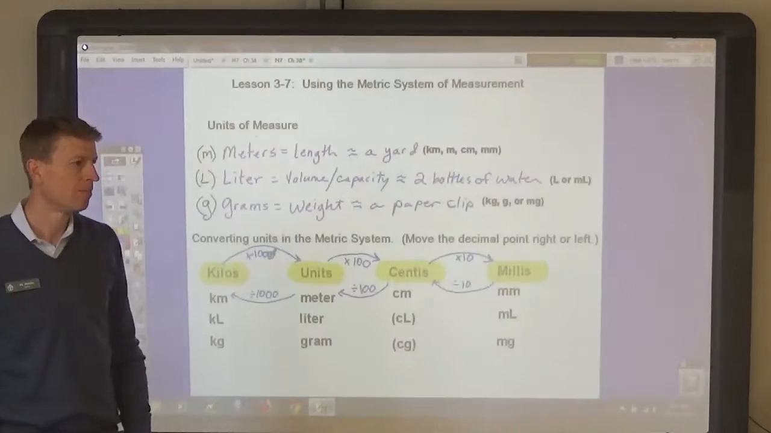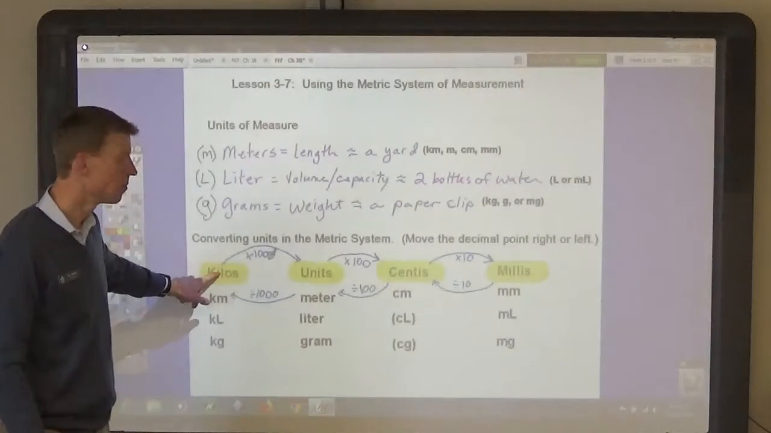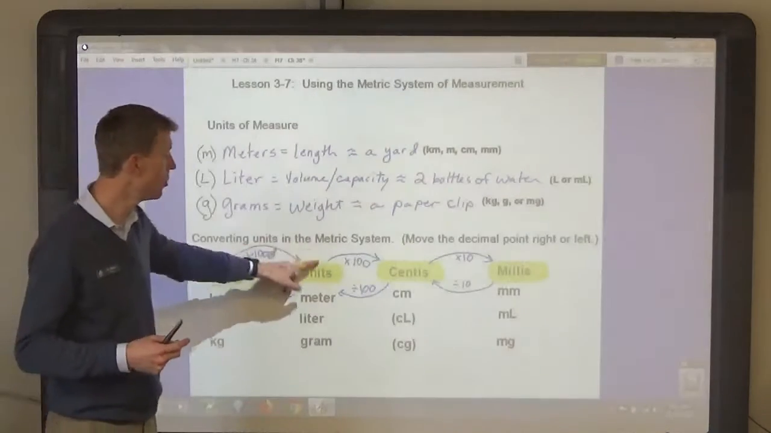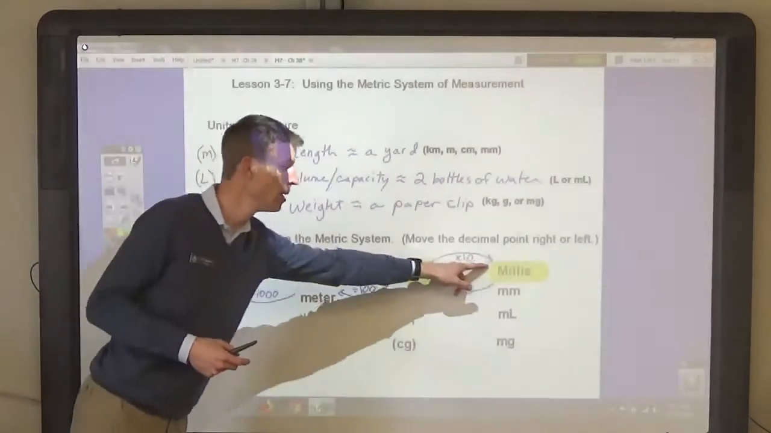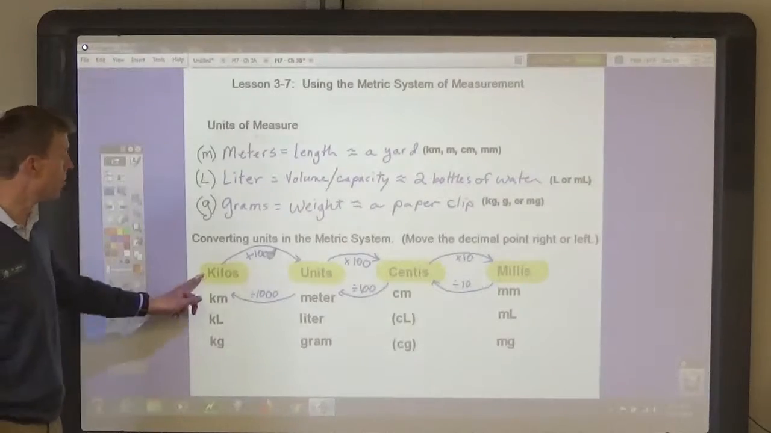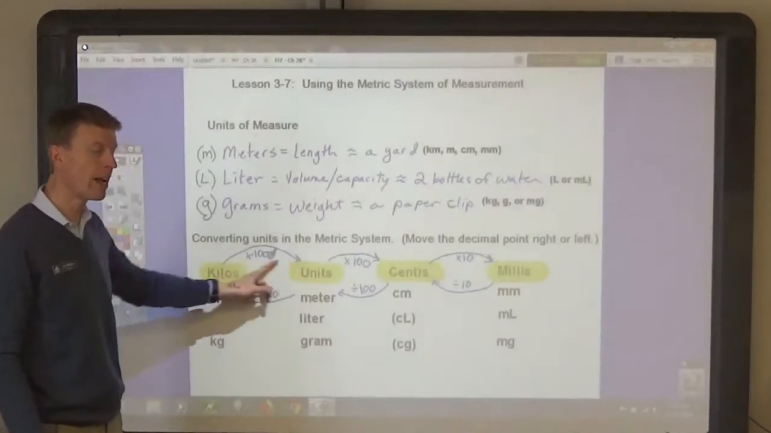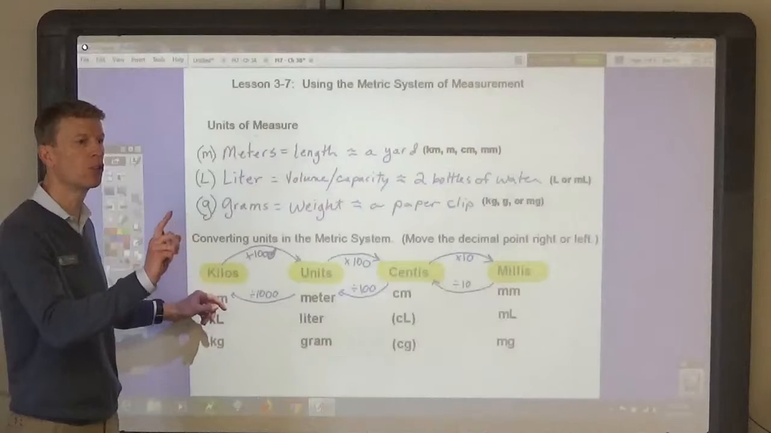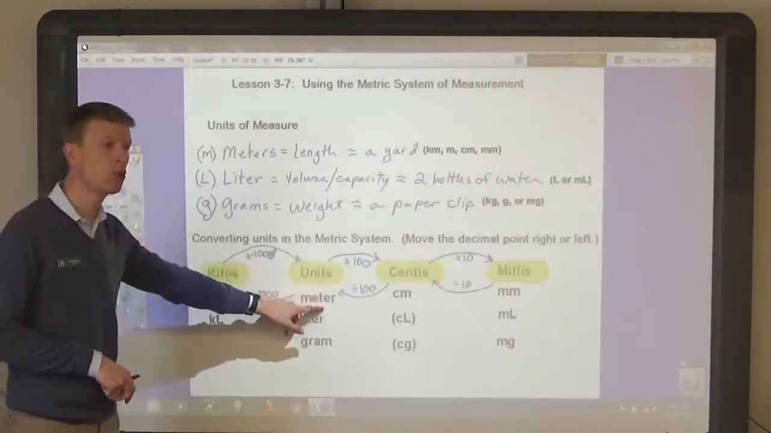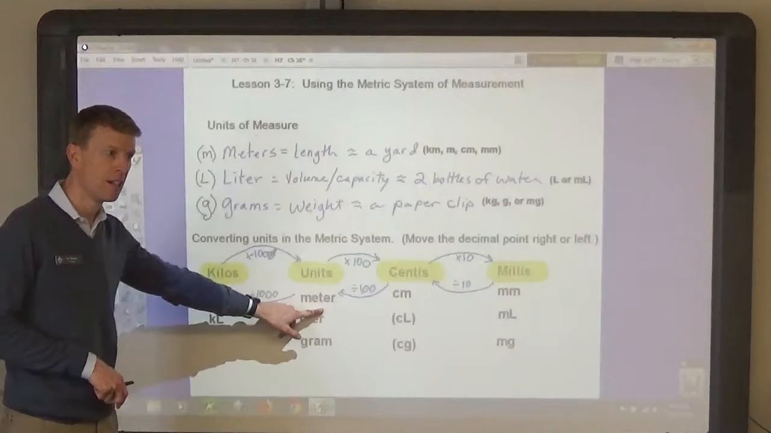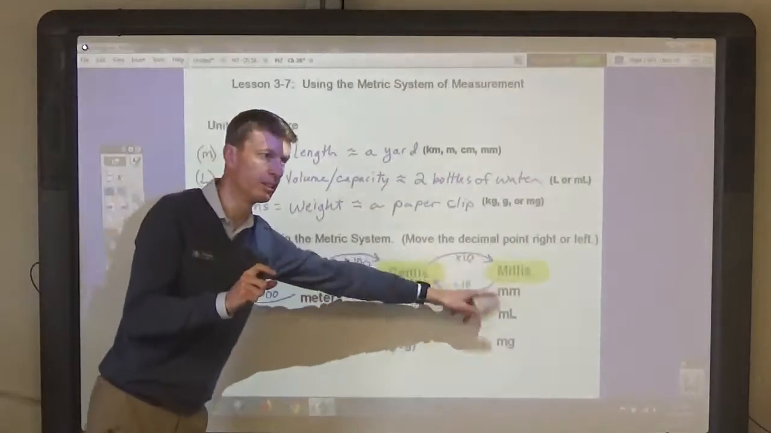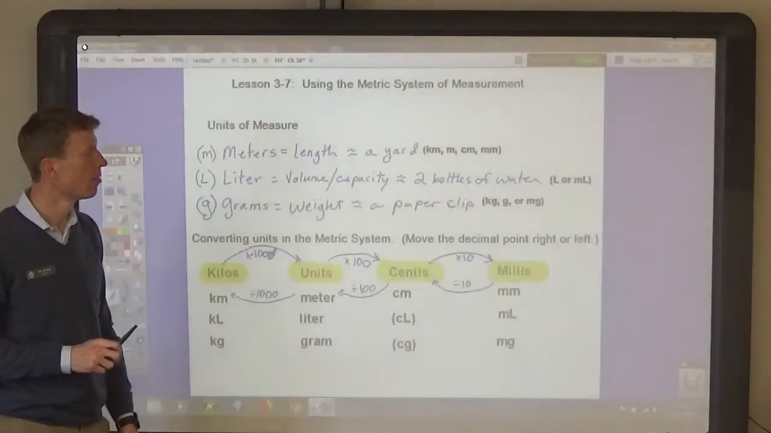So kilos to millis, would that be like 3? Nope. Convert it twice. Convert it to units, and then convert it to milliliters or millimeters. So it's not 2,000, it's 1,000. So times it by 1,000. It's 1 million. So let's say you start with 2 kilometers. You times it by 1,000, that's 2,000 meters. Now take 2,000 and times that by 1,000. 2 million.